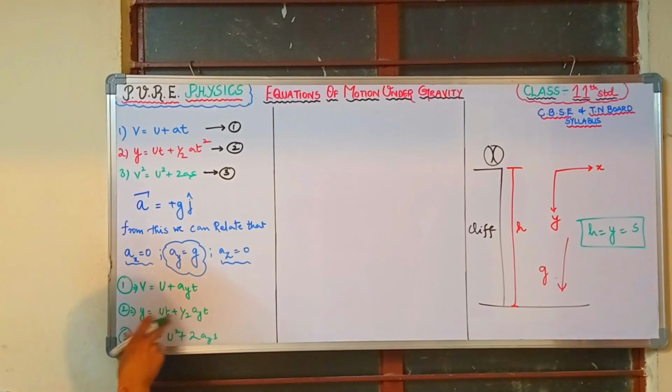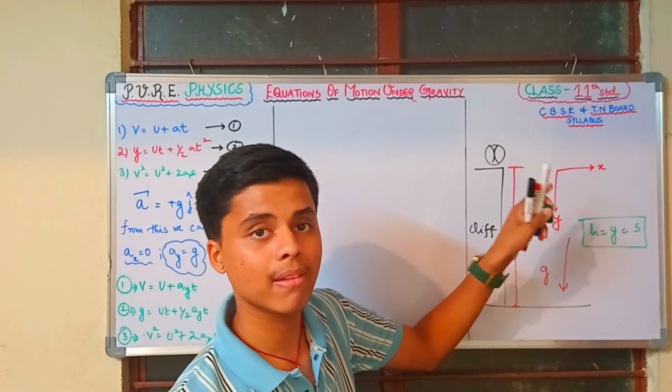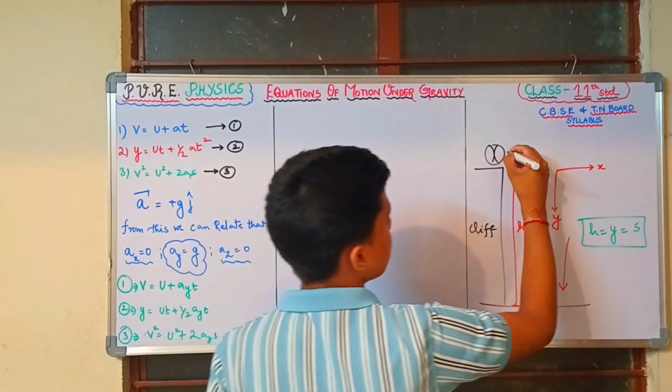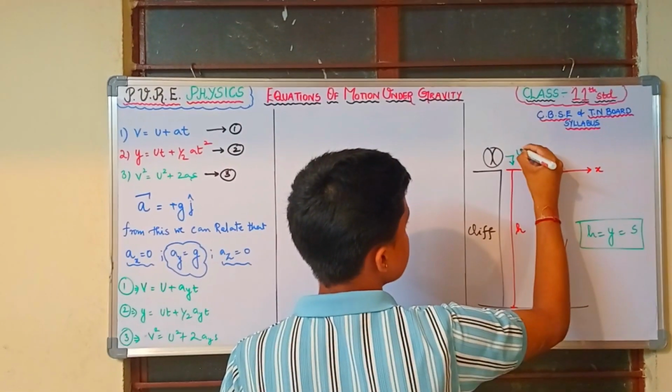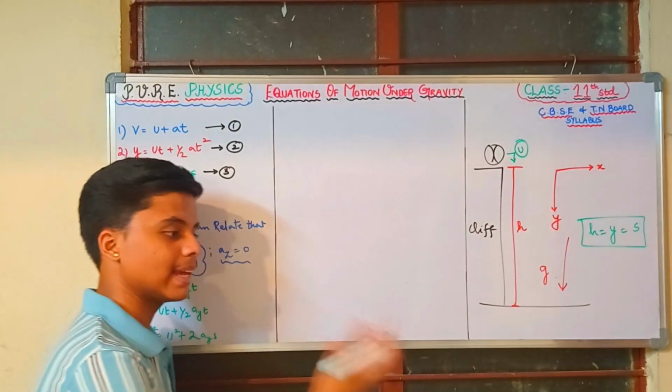Now I need to substitute this a_y in this place. But before moving on to that, let me assume that this ball is being thrown with an initial velocity u. Okay. So what is this initial velocity?